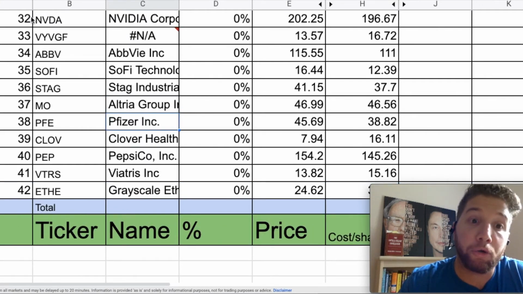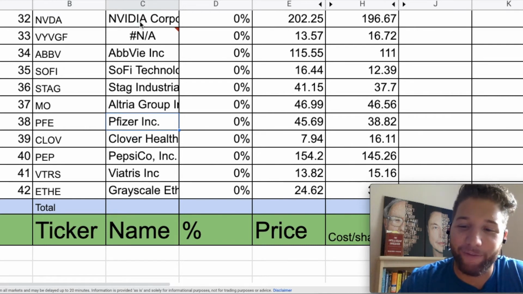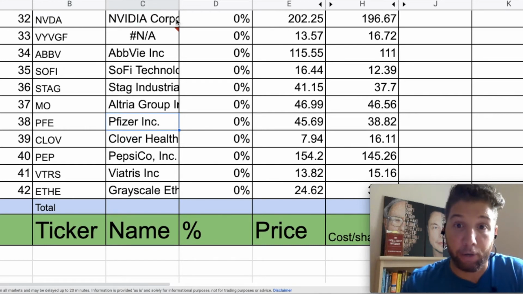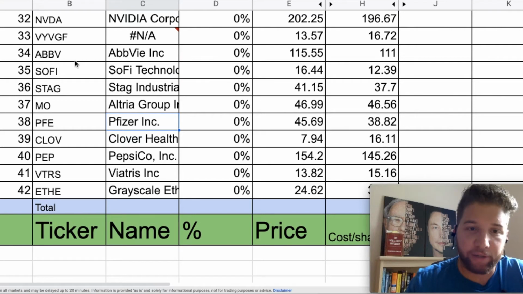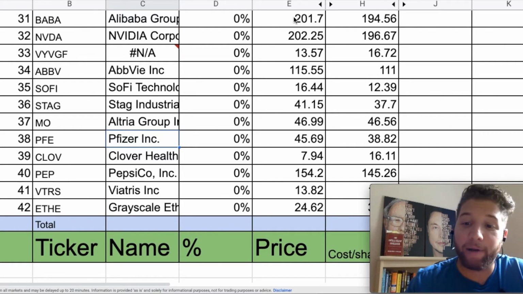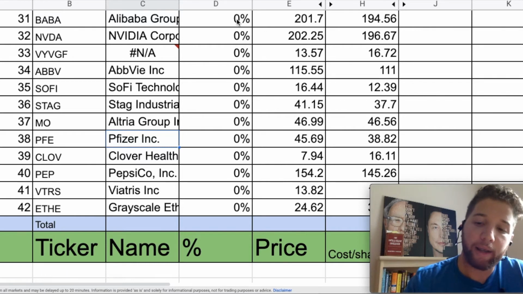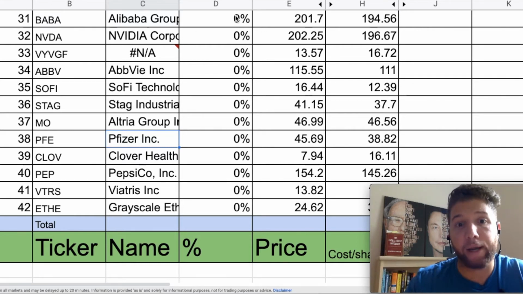32nd largest holding, Nvidia, another company. If you watch my recent videos, you'll know that I just started buying it and it's up a little bit. Fantastic company. Number 31, again, Alibaba. I've been talking a lot about this company lately. It's almost at a 0.5% weighting in my portfolio, and my plan is to get it up to 1%. If you're interested in hearing my perspective on Alibaba, check out my recent videos on it.